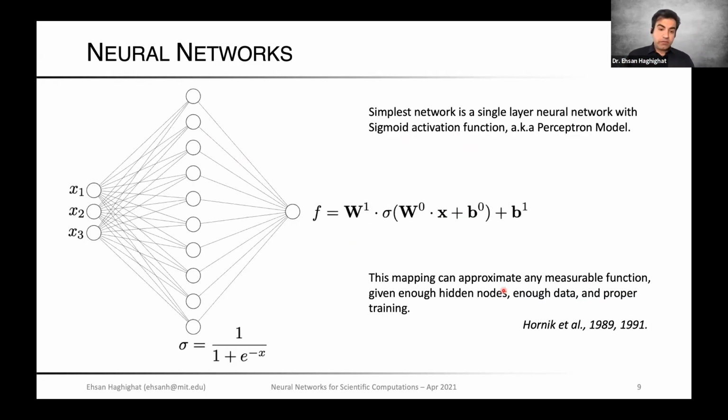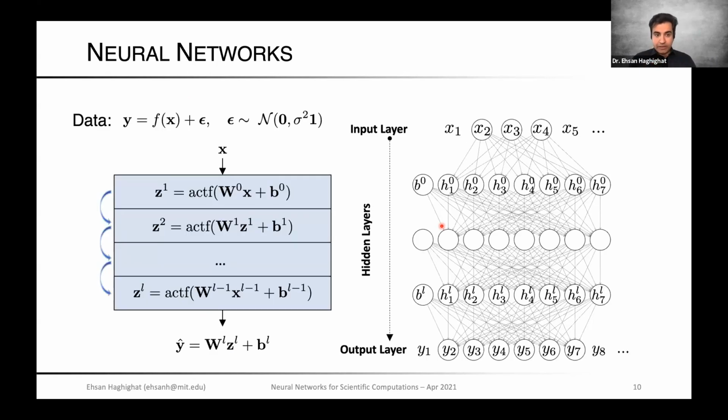Or the simplest neural network would be a single layer neural network, a single hidden layer. Essentially, this would be the simplest architecture, which was introduced long ago with a sigmoid activation function. It was shown quite a few decades ago that it can approximate any measurable function. And if the training is not successful, it's either due to bad optimization or lack of enough training data. So that's proven mathematically.